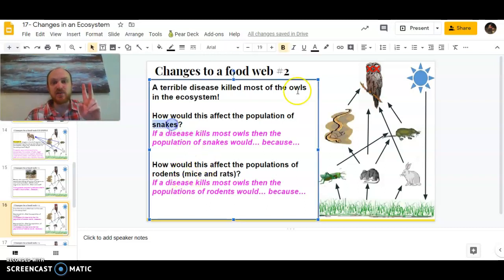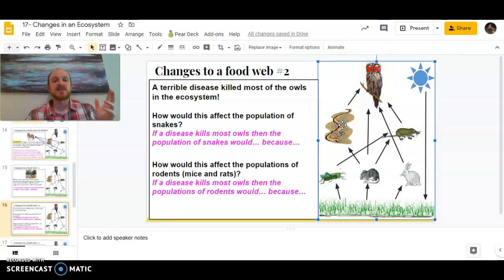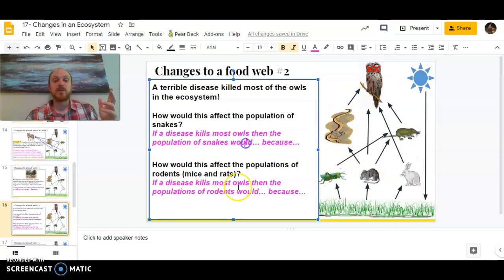First of all, with snakes. If there's a terrible owl disease and most of the owls are now dead, how's that going to affect these snakes? And if there's a terrible owl disease, how would it also affect the rodents? Maybe like this mouse down here. So think about the snake and the mouse. Tell me about them both here and here.